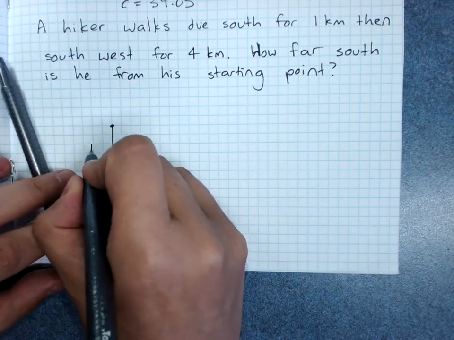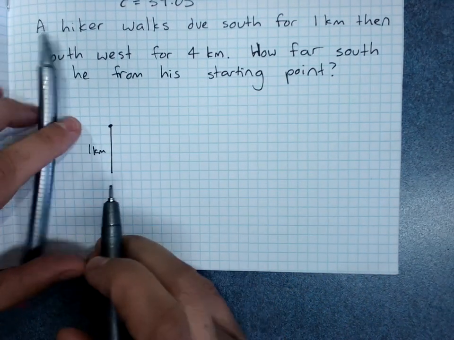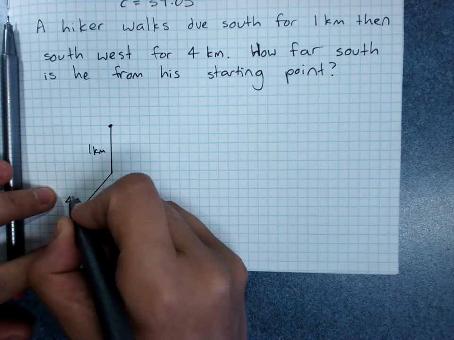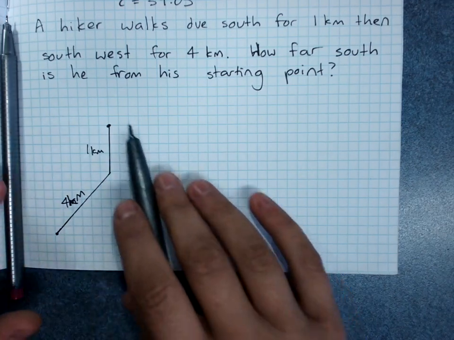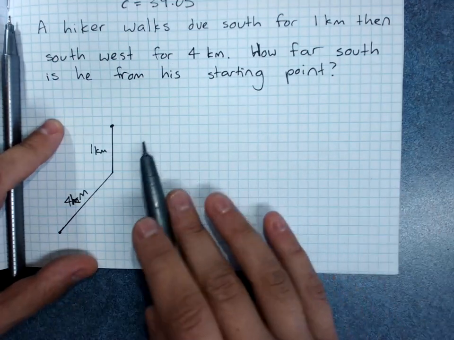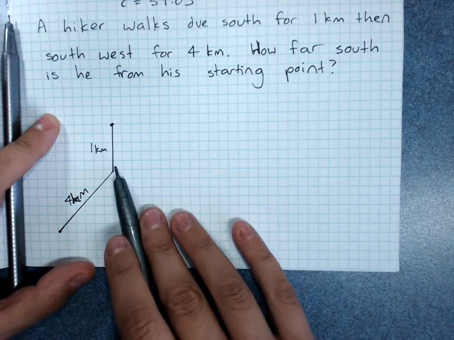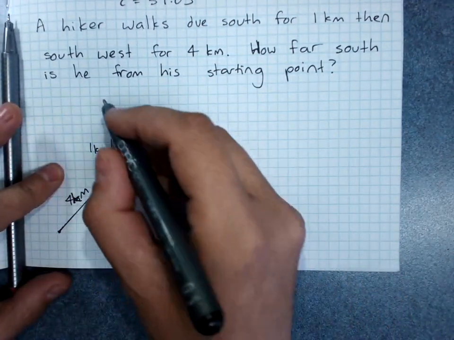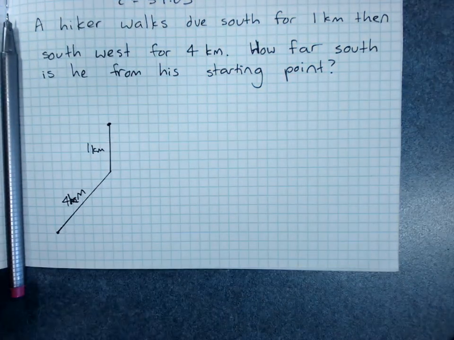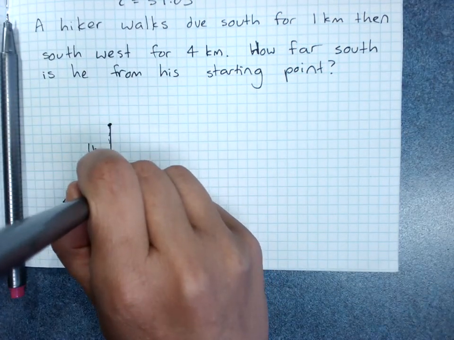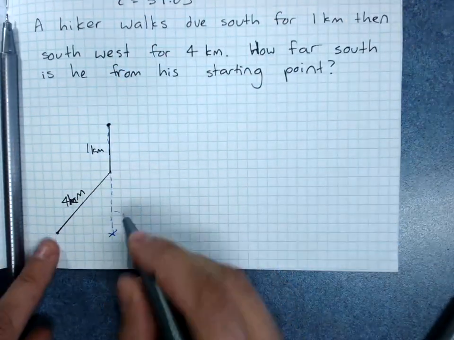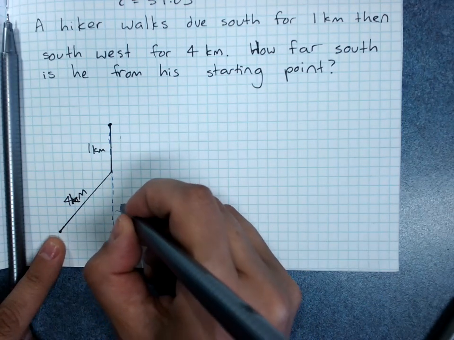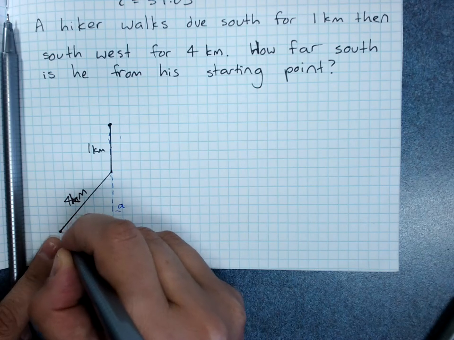He's gone south for 1 kilometer, then southwest for 4 kilometers. The reason I'm not doing it is there's not many of these in the textbook. I just wanted to introduce you to this. Southwest, meaning of course halfway between south and west. How far south is he from his starting point? That means in a straight line from where he started, how far in a southerly direction was his offset, as it were. So that would be 1 kilometre plus A in this triangle here.